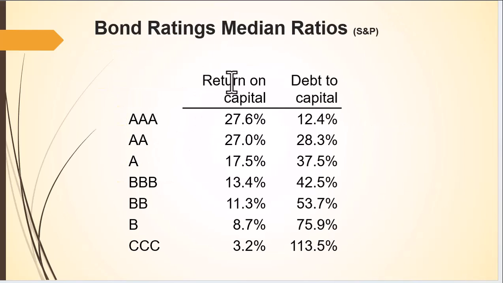If you think about return on capital or debt on capital, either one of these just represents solvency, or how much return. Return on capital is the profitability, debt to capital is solvency. So what you'll see here, AAA rated bonds are the highest rated, highest quality.